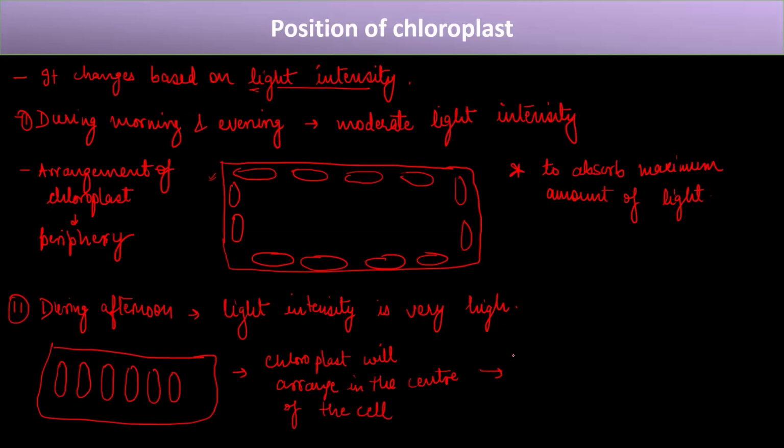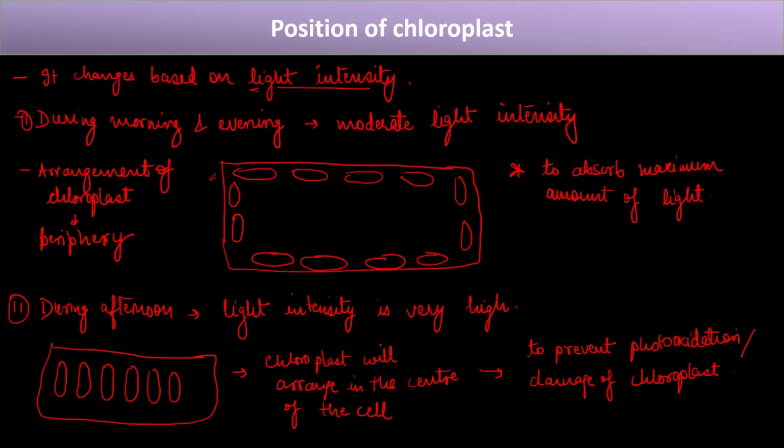Because when the light intensity is very high, there will be high chances of photooxidation. Now, what is photooxidation? Because of very high intensity, oxidative radicals are formed that can damage the chloroplast. So this arrangement is to prevent photooxidation, or in simple terms, to prevent damage of the chloroplast. So this is the position of the chloroplast based on the light intensity.